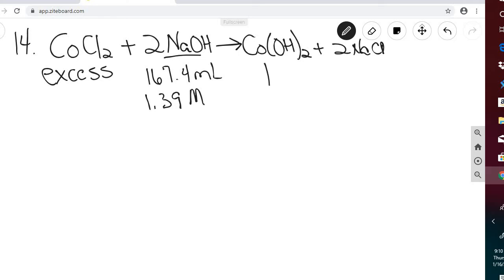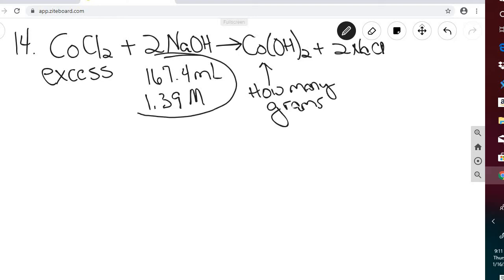And then the question we are asked is how many grams of this? Okay, so when we are told something about one thing in the equation and asked to find something about another thing in the equation, that means we're going to be using stoichiometry. And in order to use stoichiometry, we have to have it in moles. So we have enough information here to determine the number of moles of sodium hydroxide. Using that information, we can determine the moles of this cobalt hydroxide. And then once we have the moles of that, we can convert it to grams.